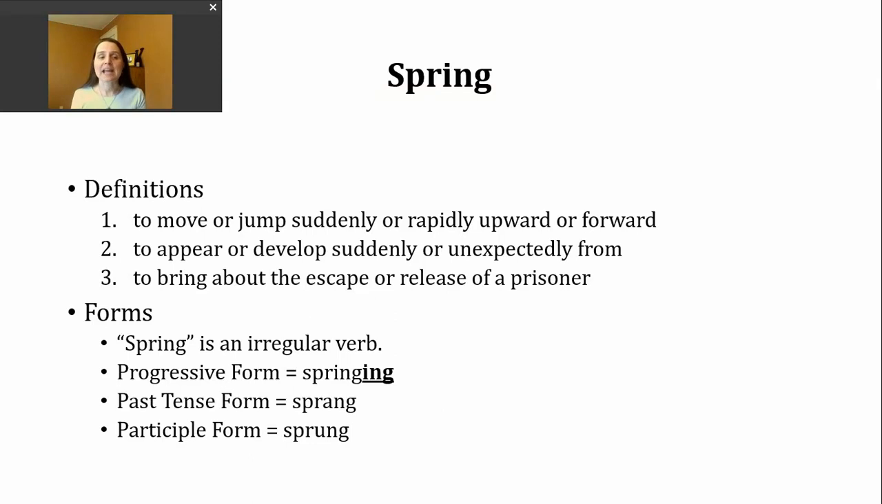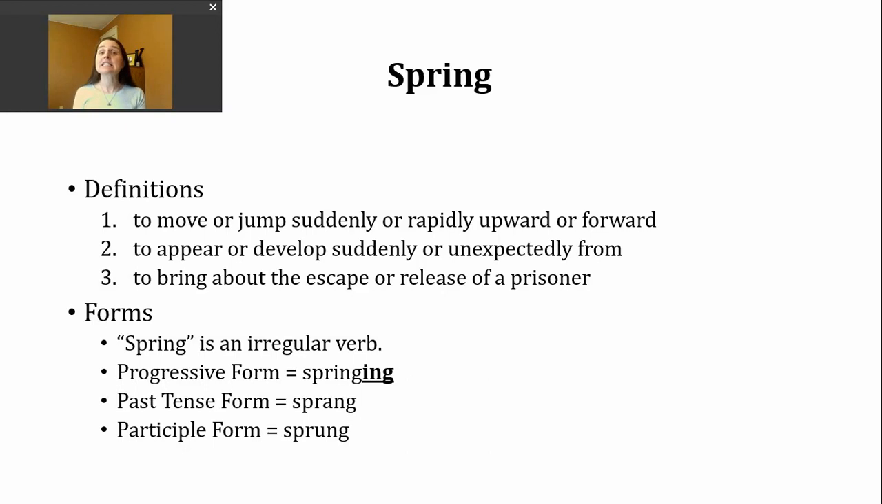A second way we can use the verb spring is to mean to appear or develop suddenly or unexpectedly from something. We'll look at that a little more closely with phrasal verbs in just a second. A third way we can use the verb spring is to mean to bring about the escape or release of a prisoner. This is a bit informal, and you might hear this in movies as part of dialogue, someone trying to break out or escape from prison. You might also see it in literature as you read as well.